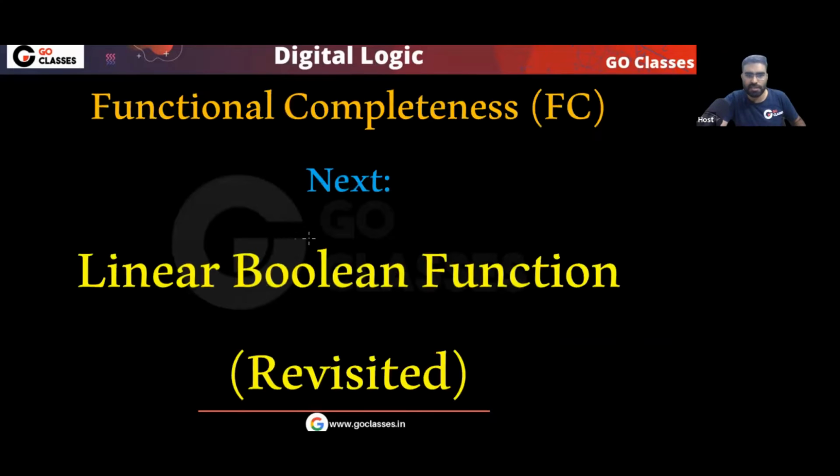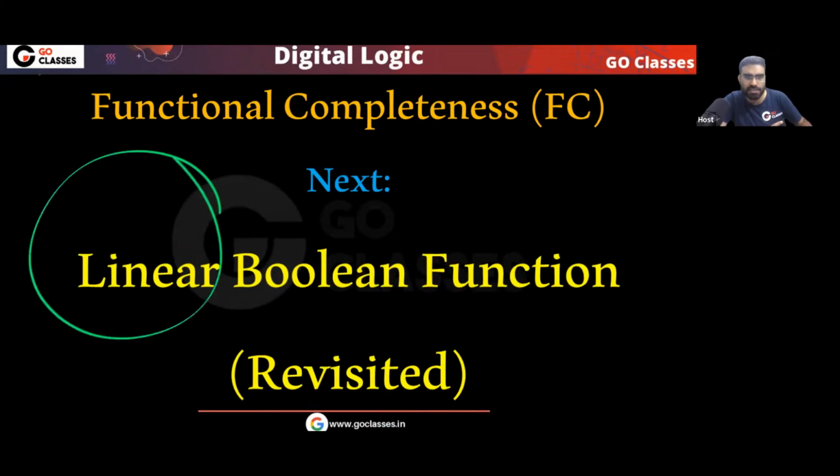Now let's see, as I told you, we will revisit this linear Boolean function. We have already seen what a linear Boolean function is. This definition we have already seen. Now we need to see some more important points. Some small points I did not tell you. Now let's see those points.